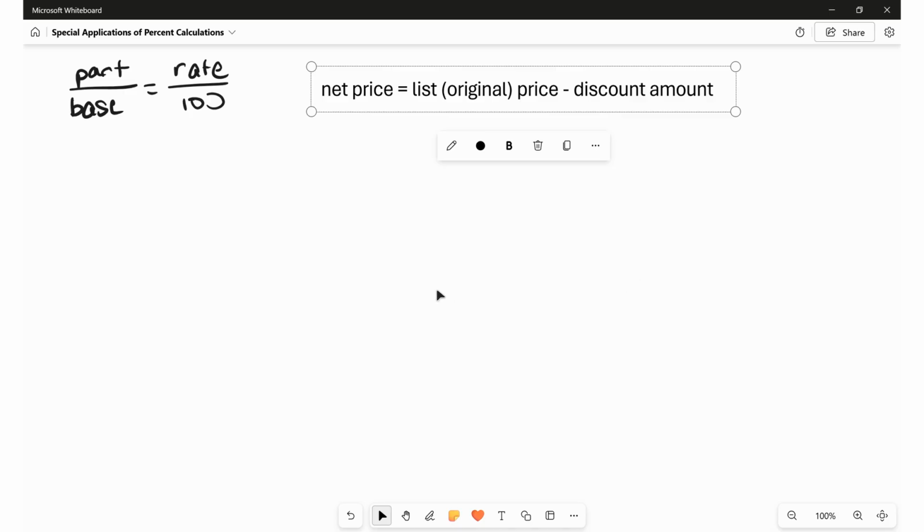Let's say that we're trying to find the net price, or the sales price, as another way to think about this. And we're saying that we're taking, say, 20% off. Well, we're not subtracting 20 from the original price. We're subtracting 20%, which is the discount amount.